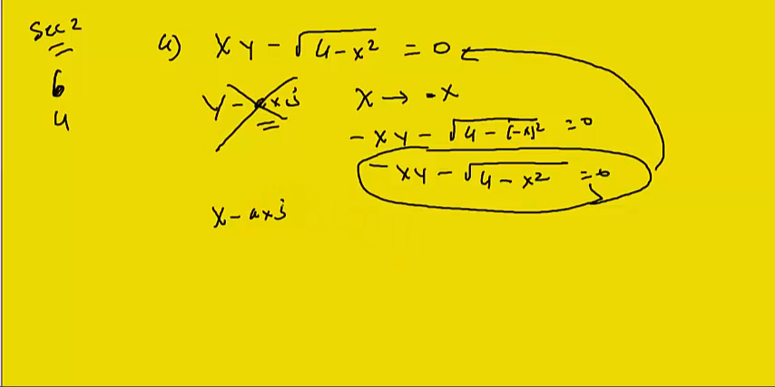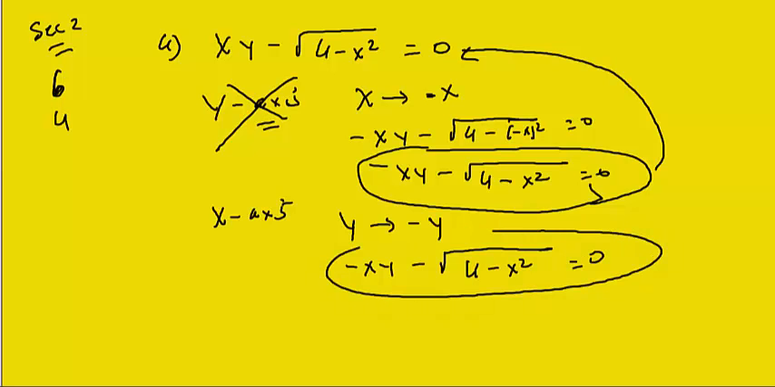X-axis. In x-axis, we're going to turn the y into negatives. So we're going to turn y into negative y's. So you're going to get negative xy minus square root of 4 minus x squared is equal to 0. Is this exactly the same as that? No. It's not symmetrical.